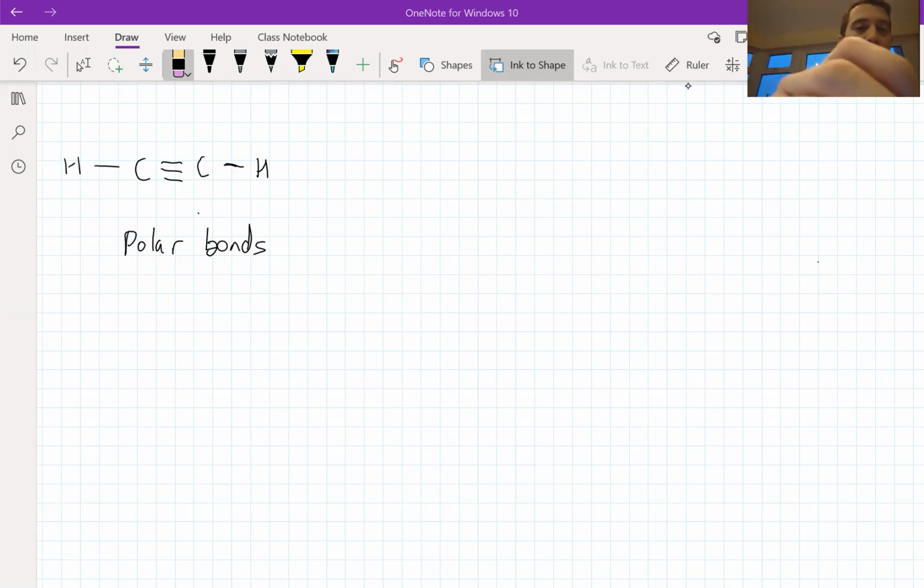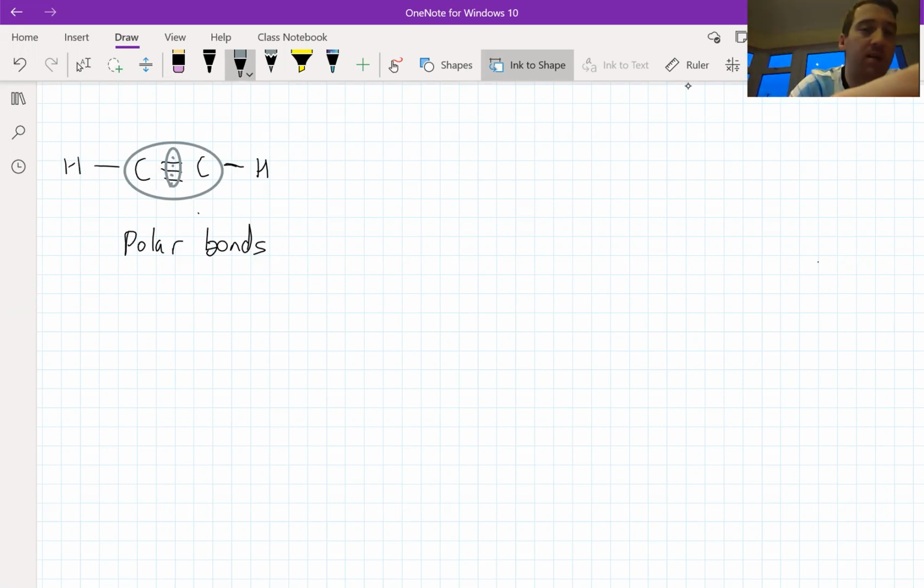So first of all, if we consider this area in here between the two carbons, there are electrons being shared in the bond between the hydrogens and the carbons. There are 6 electrons in here. Now, to find out if the bond is polar or not, we would have to consider the electronegativities of the 2 atoms in the bond. Well, both the atoms are carbon, so they are the exact same electronegativity.